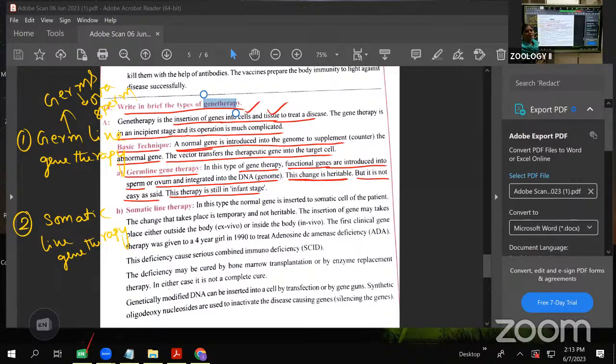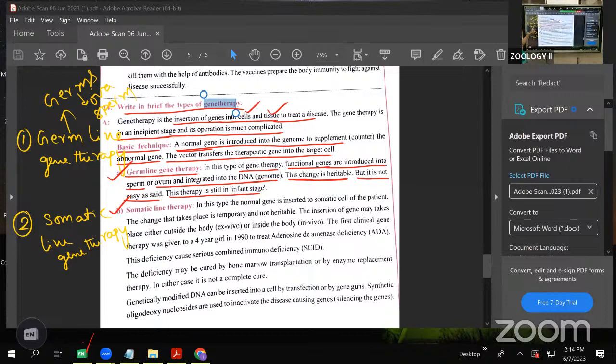Clear? Any abnormality, for example color blindness, and also hemophilia, muscular dystrophy and phenylketonuria. Like that, there are a number of genetic disorders. Those genetic disorders are mainly treated like this. Clear? Germline gene therapy: through the germs, we add or insert the gene, and that is called germline gene therapy. Next is called somatic line gene therapy.